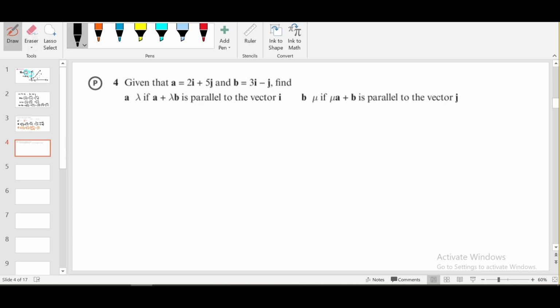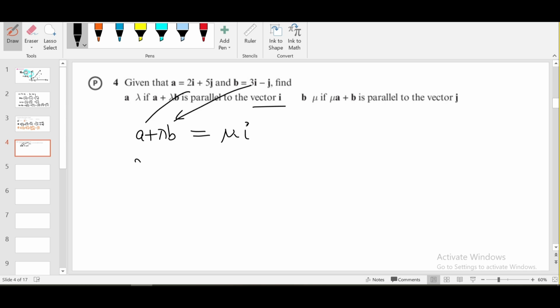Now read the question. Given that A is 2i plus 5j and B is 3i minus 5j, find lambda if A plus lambda B is parallel to vector I. If it's parallel to vector I, can I write A plus lambda B as a scalar multiple of I? Instead of lambda, we are going to use mu here. Can I write it as mu I? Yes. Okay.